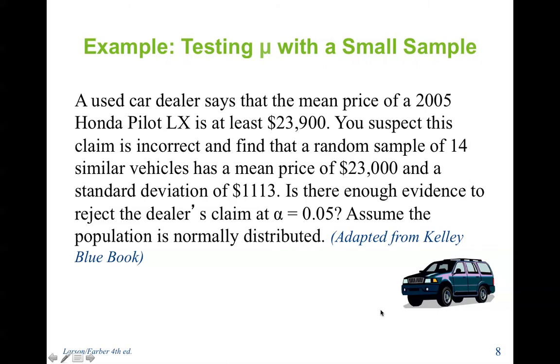So let's find an example here. A used car dealer says that the mean price of a 2005 Honda Pilot LX is at least $23,900. You suspect this claim is incorrect and find that a random sample of 14 similar vehicles has a mean price of $2,300 and a standard deviation of $1,113. Is there enough evidence to reject the dealer's claim at alpha equals 0.05? Assume the population is normally distributed.